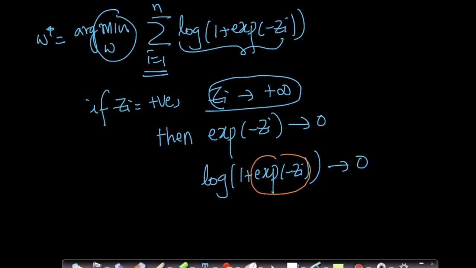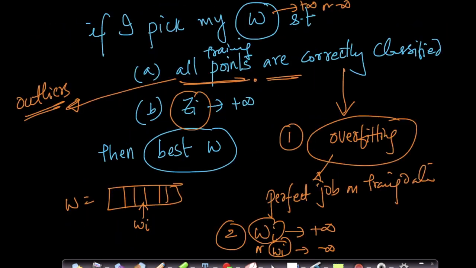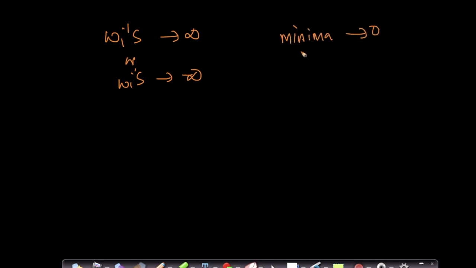So how do we control for it? That sometimes happens, not always, but I can construct data sets for which your Wi's become plus infinity or minus infinity, and your optimization problem's minimum value becomes 0. Right? How do we not let that happen?